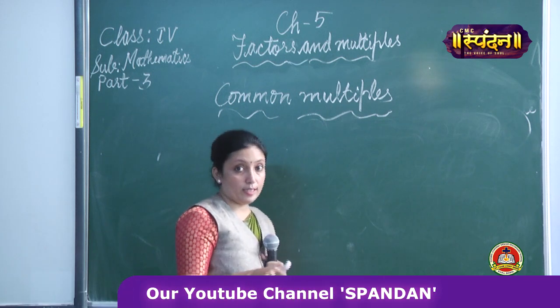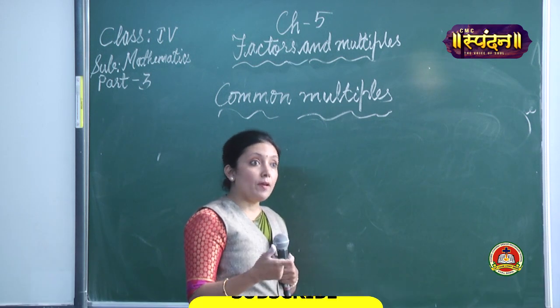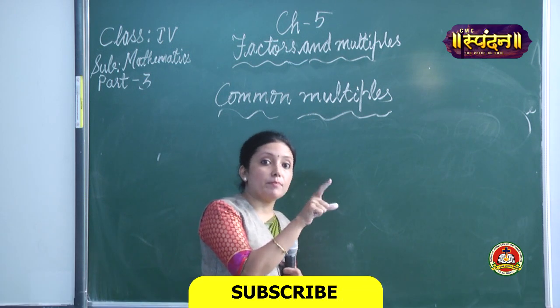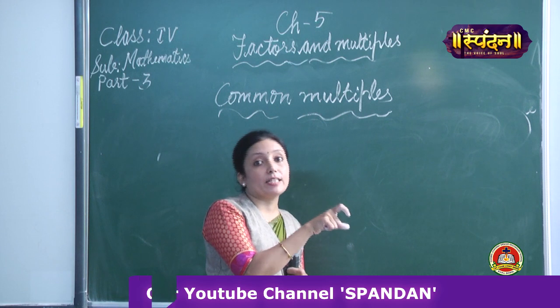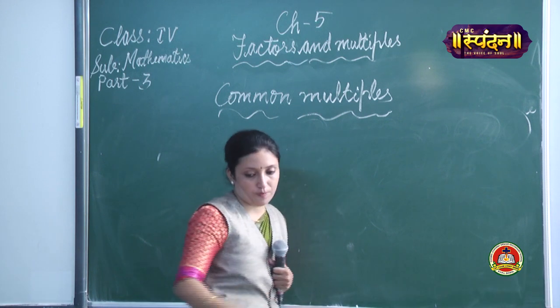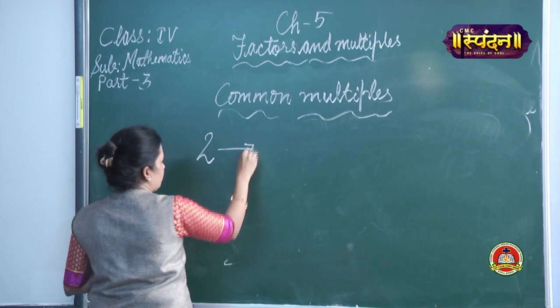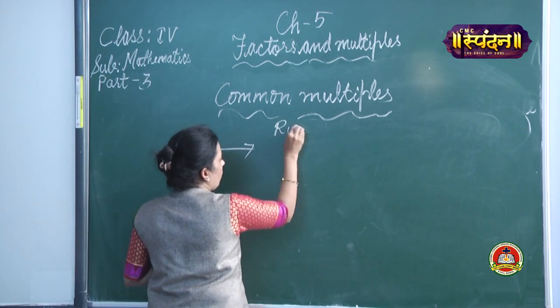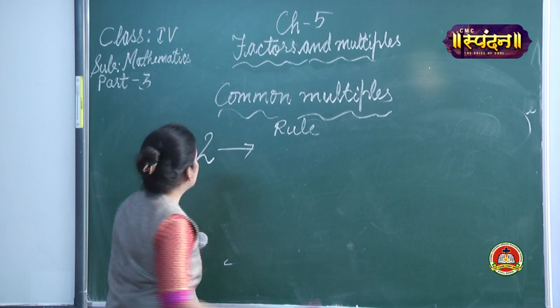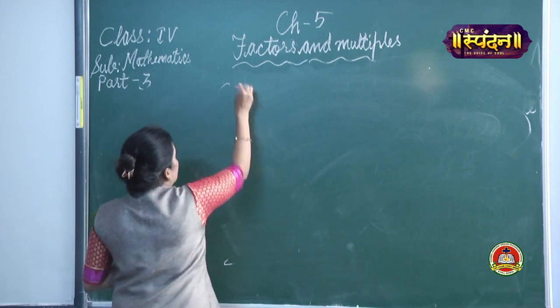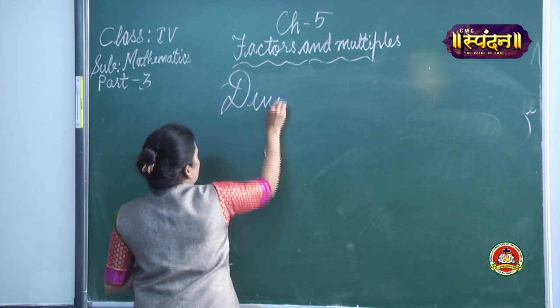It's a rule which will help you to quickly recognize whether that particular number is divisible by that particular number or not. Okay, let's move on with the rule. What is the rule for 2? Let me write down first the heading, that is divisibility.